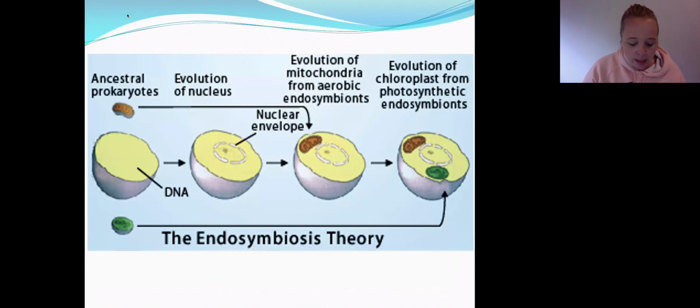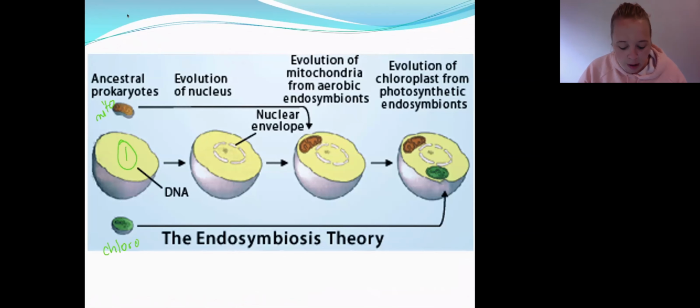So here's another example of the order in which we think these things happened. There were these ancestral prokaryotes. This is the one that kind of looked like a mitochondrion. There was another one that kind of looked like a chloroplast over here. And we think that the very first thing that happened was that there was one of these cells. This is cell number 1.